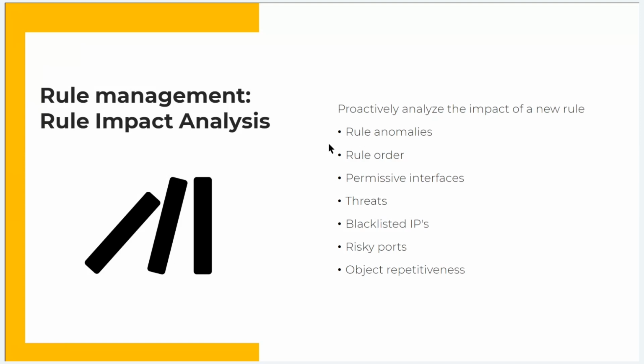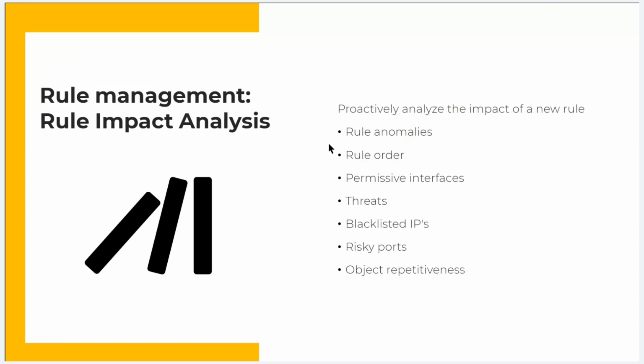It also helps you to detect and report on services, applications, and interface level threats. It singles out blacklisted IP addresses that are mistakenly used in your newly proposed rule. It also provides a risk assessment for relevant service, application, and interface ports. And finally, you also get to view the object repetitiveness in your rule. So let us look at how this report looks in the product UI.